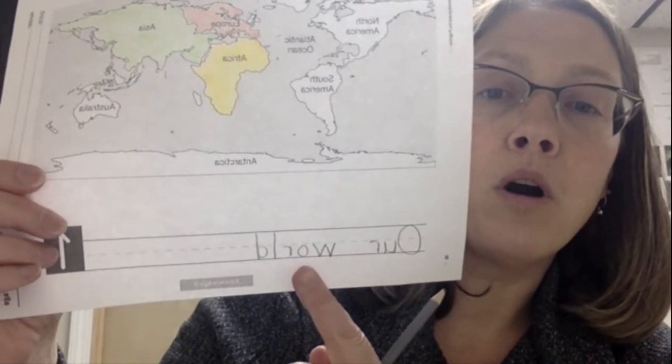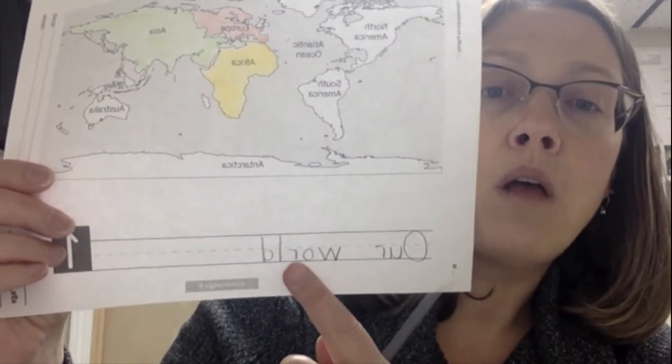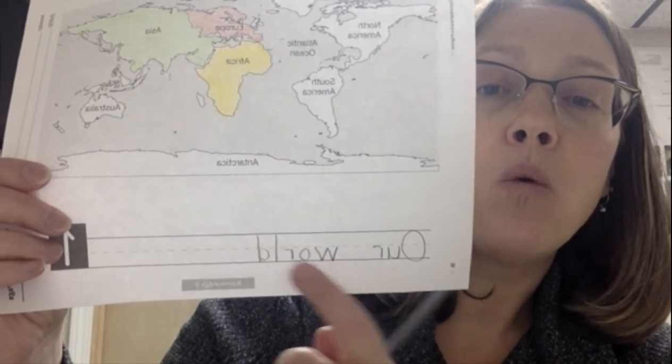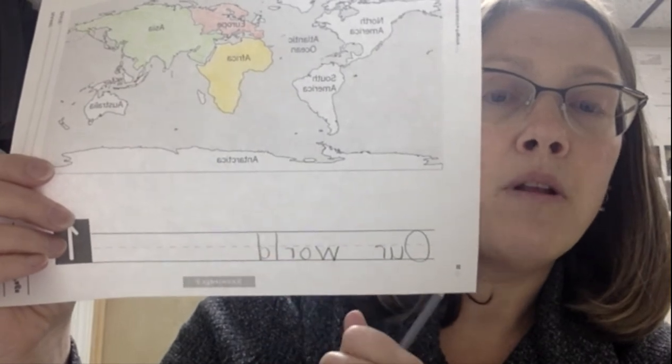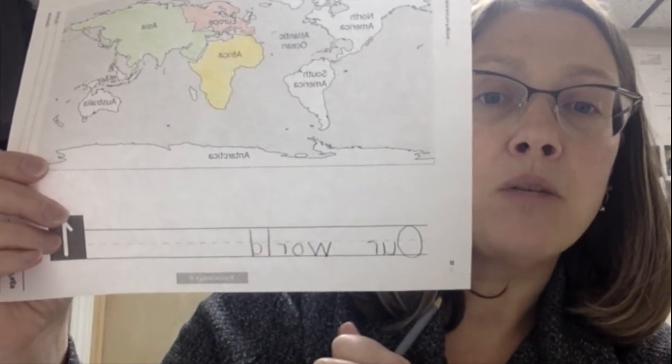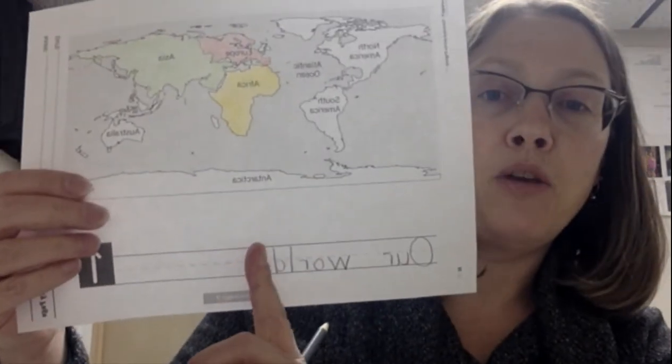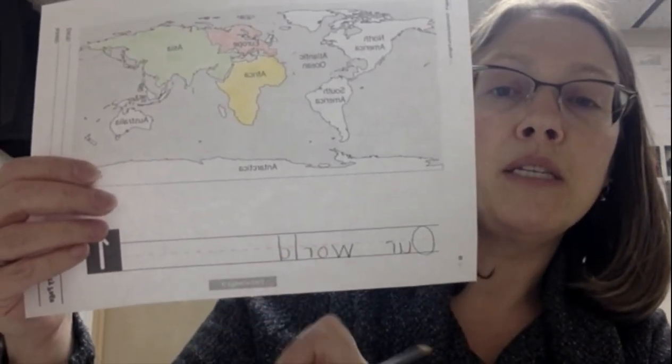So world, I will write it, forming my letters correctly. So next is the word world, W-O-R-L-D, world. You may pause the video, write world on your lines, and we will move on to the last word. Make sure that you leave a finger space so that you can see between your words.